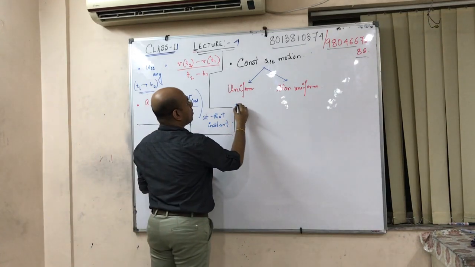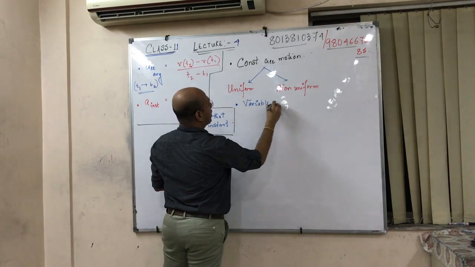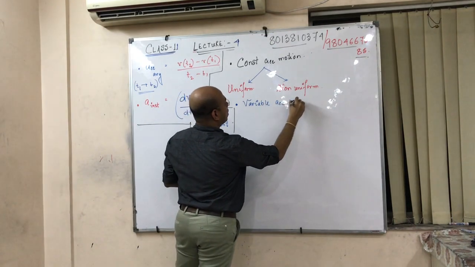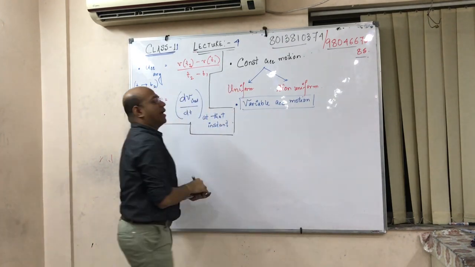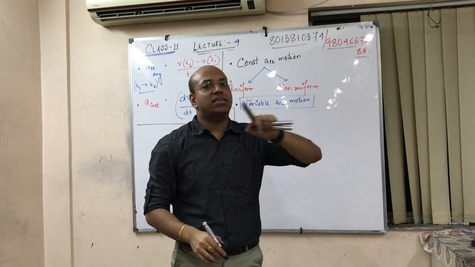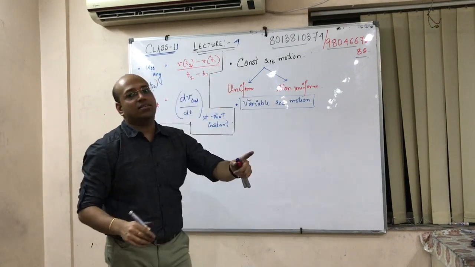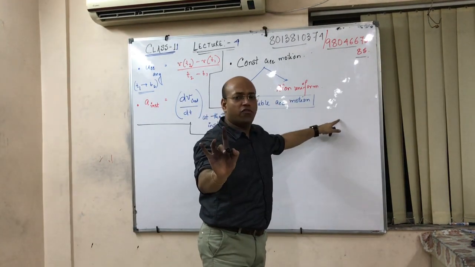Means every time you are facing an acceleration. And variable accelerated motion. Chalo, let's do it. For our clarification, I am writing. Constant accelerated motion means that every instant you are facing an acceleration. Now that acceleration can be uniform and can be non-uniform.